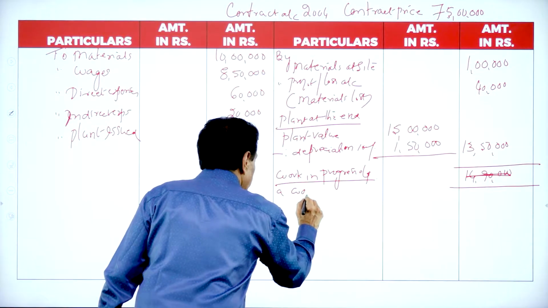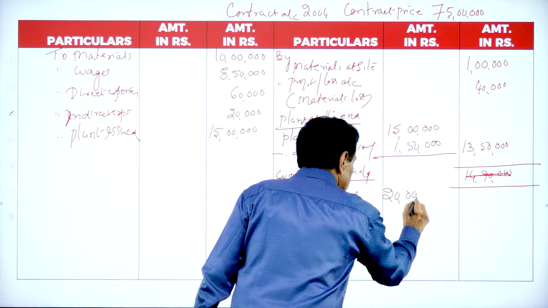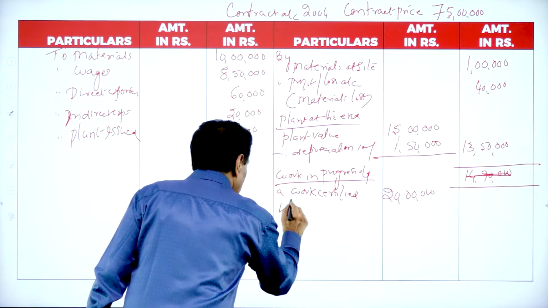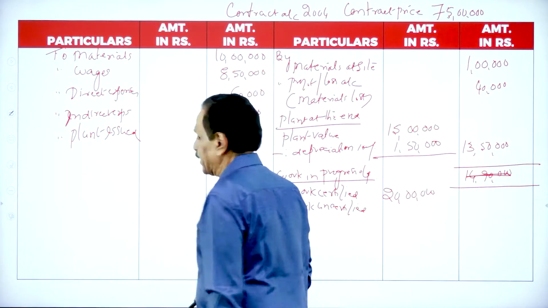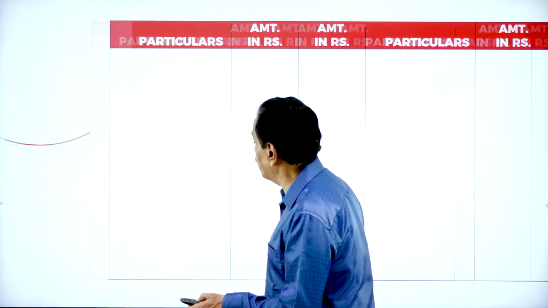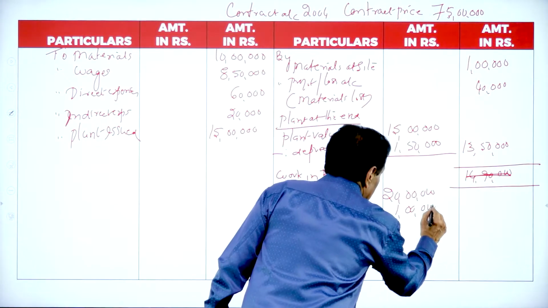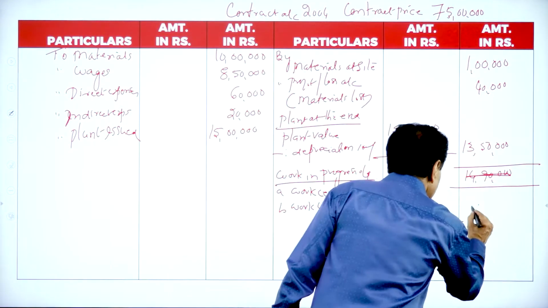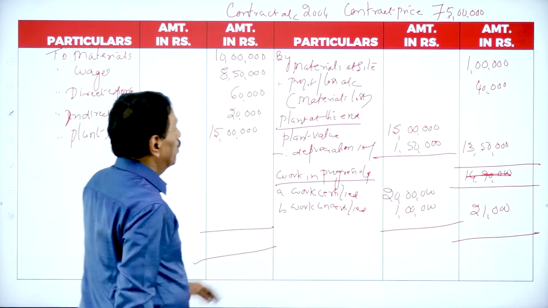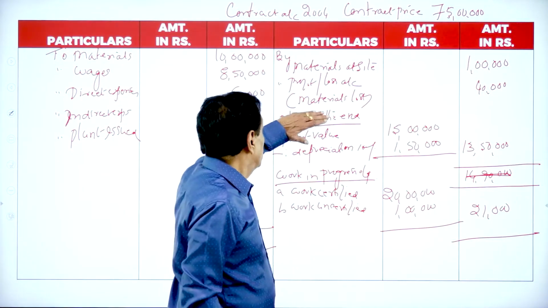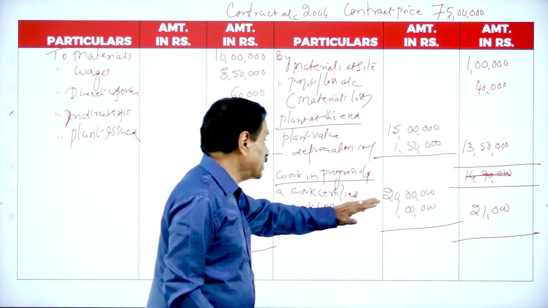A. Work certified 20 lakh. B. Work uncertified 1 lakh. It is 21 lakh. Add the figure. Now, material side credit side, profit and loss is a credit side. Your plant value at the end is 13,50,000. Your work certified is 20 lakh.